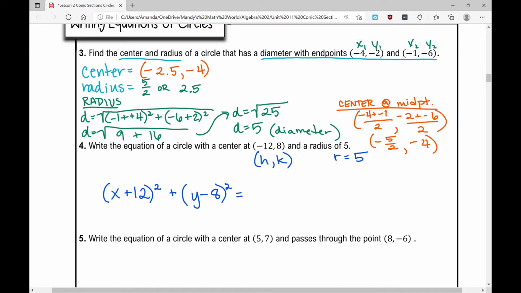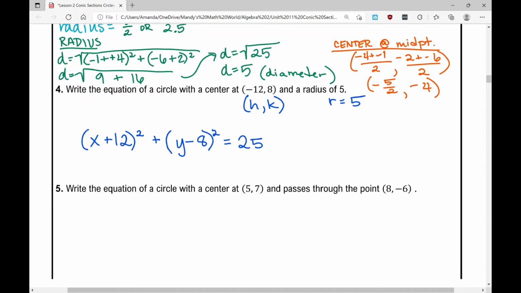If the radius is 5, 5 squared is 25. And that's how we write that equation. Let's move on to the next one.